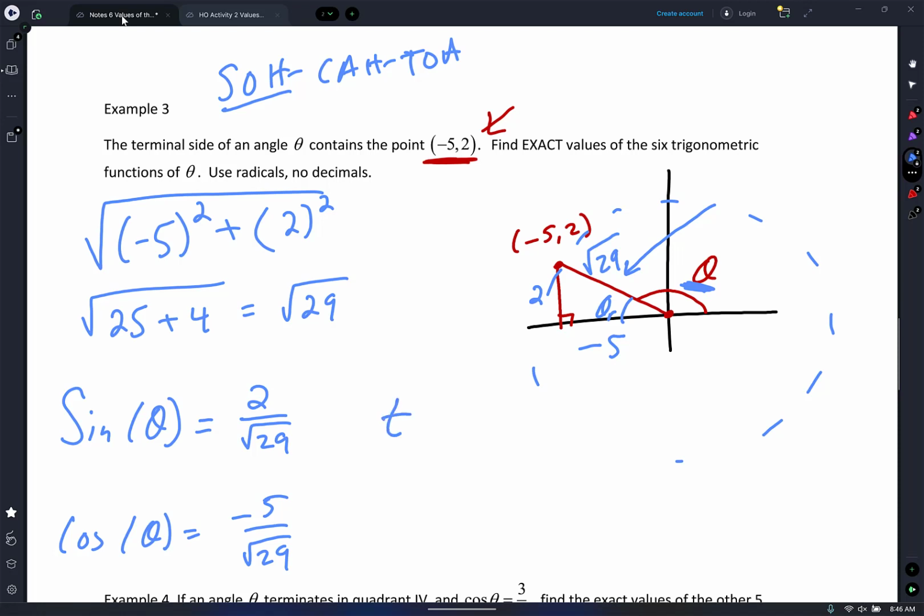I'm going to put tan. Tan is opposite over adjacent, so I'm going to write 2 over -5. And you can put the negative in the front. I had a professor who, I never kept his habit, but he would always tell me to put the negative in the front like that. It doesn't matter, guys. Put the negative wherever you feel.